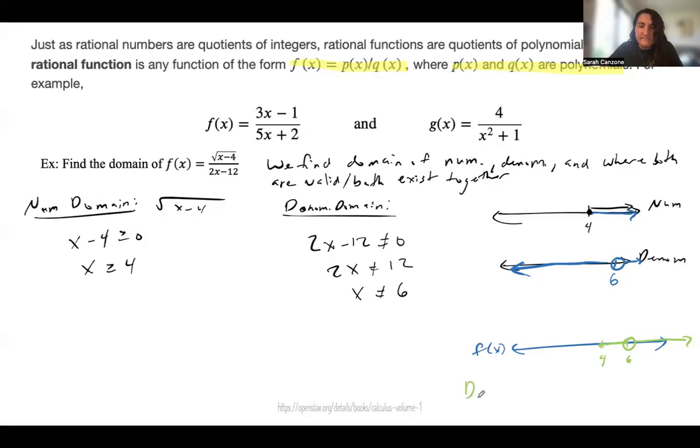So our domain is from 4, including 4, so we put a square bracket, to 6, not including 6, so we put a parenthesis, union, parenthesis again, starting at 6, comma, and then we go on to infinity. So this is the domain of our function, using both the numerator and the denominator.